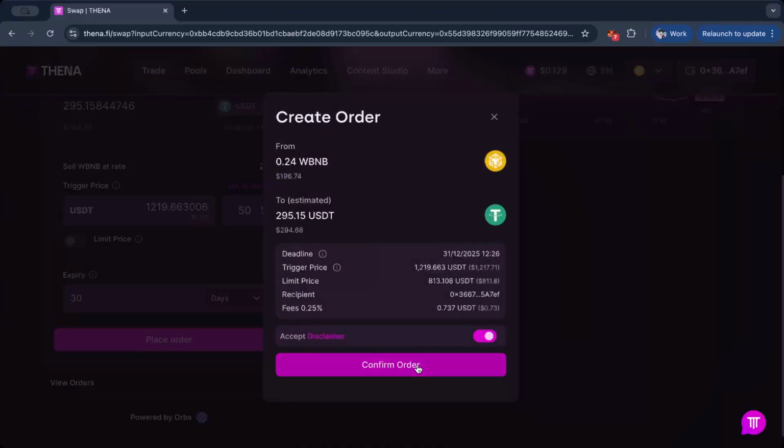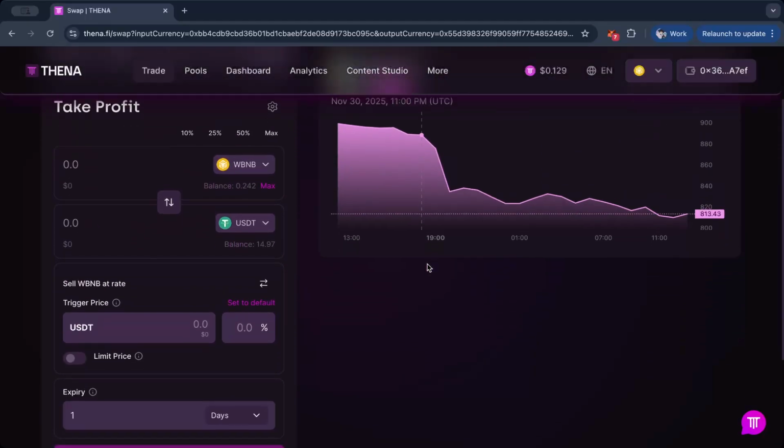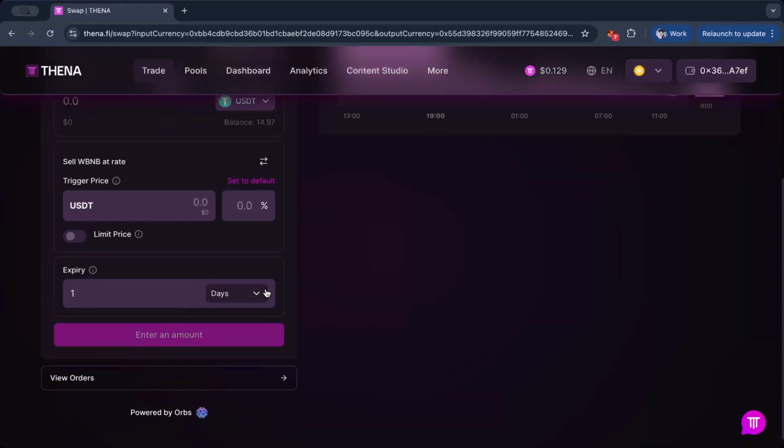I'll go ahead and click place order, and again, you have the same window, the same disclaimer. This time it'll be selected if you followed along and set up a stop loss. And we can go ahead and confirm that in our wallet, and there we go. So that's it, guys. That's the gist. It doesn't get any more or less complicated than that.